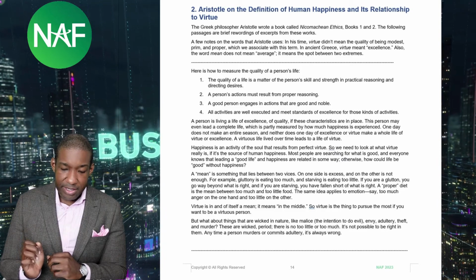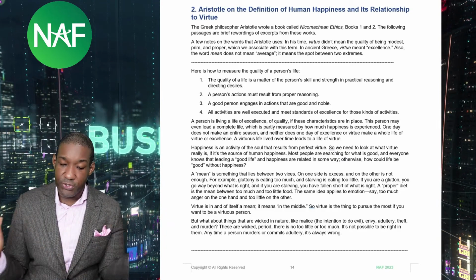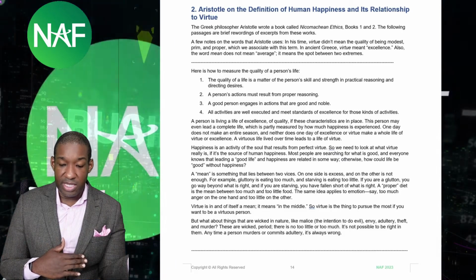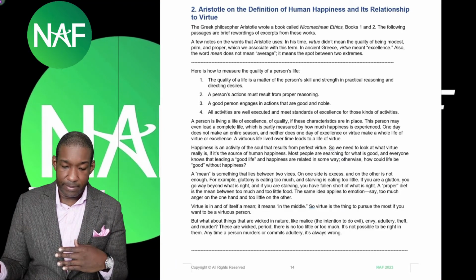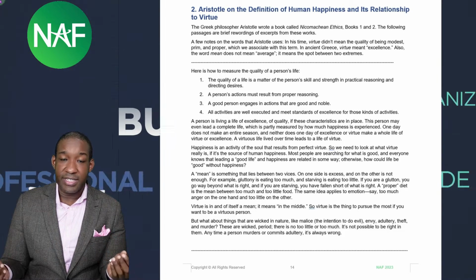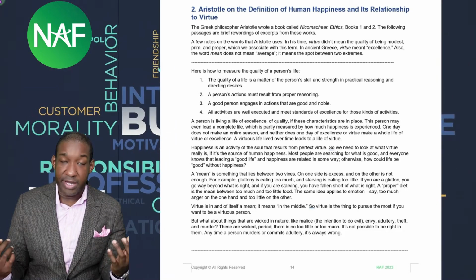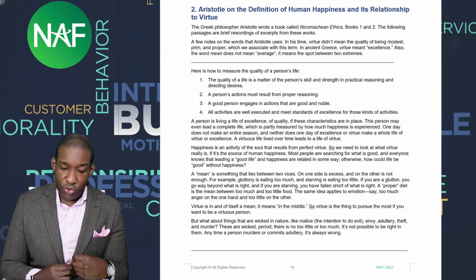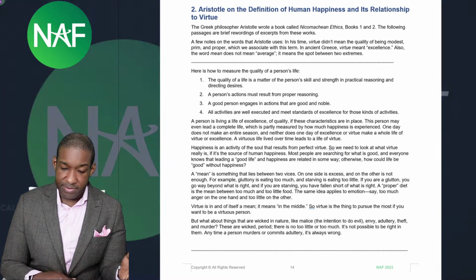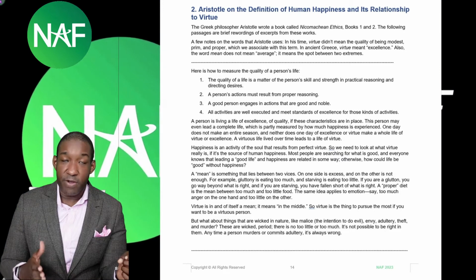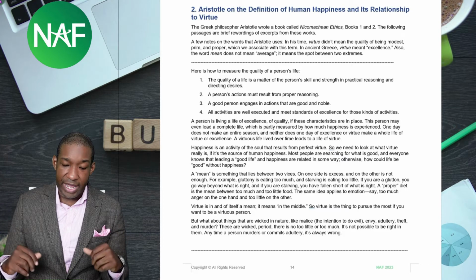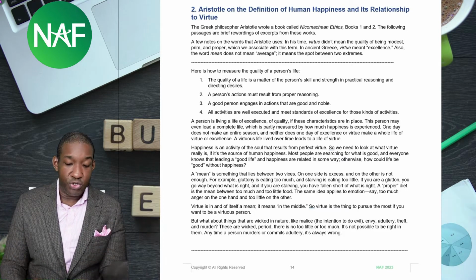A mean is something that lies between two vices. On one side is excess, and on the other is not enough. For example, gluttony is eating too much, and starving is eating too little. If you are a glutton, you go way beyond what is right. And if you are starving, you have fallen short of what is right. A proper diet is the mean between too much and too little food.